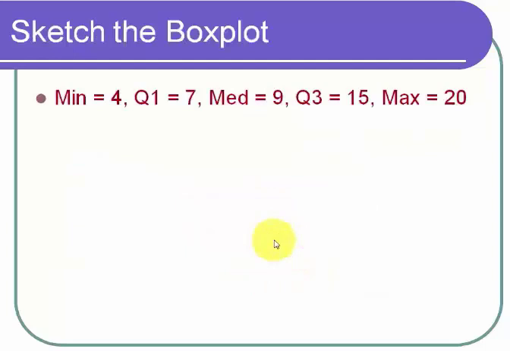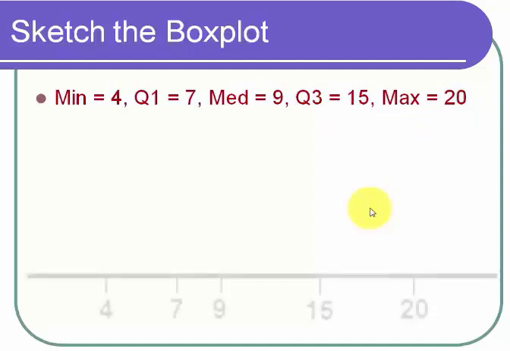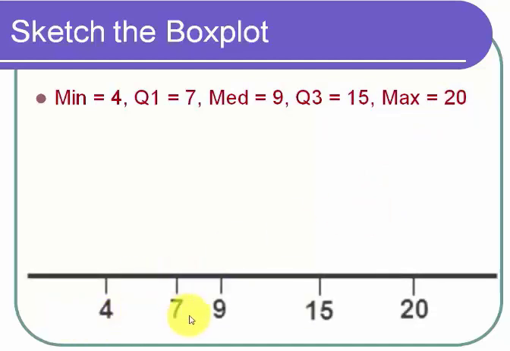So let's do one. So let's suppose we have the 5-point summary with the minimum of 4, the first quartile at 7, the median at 9, the third quartile at 15, the max at 20. So I'm going to start by putting all these on a number line. So here's a number line with 4, 7, 9, 15, and 20 drawn on the number line. Then I'm going to draw vertical line segments above each. So above the 4, above the 7, above the 9, above the 15, and above the 20, I draw a vertical line segment.